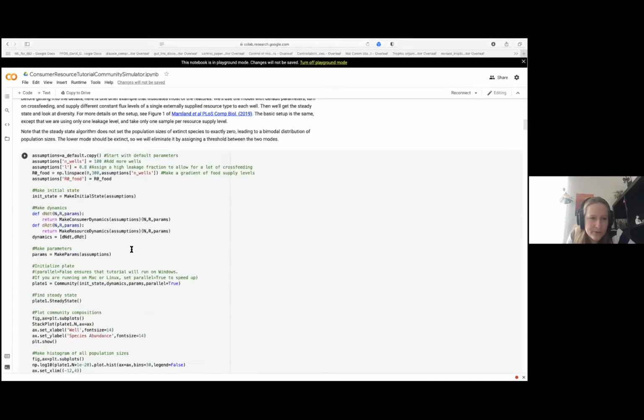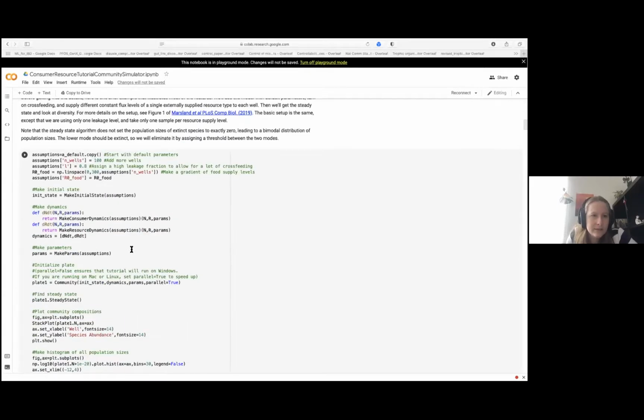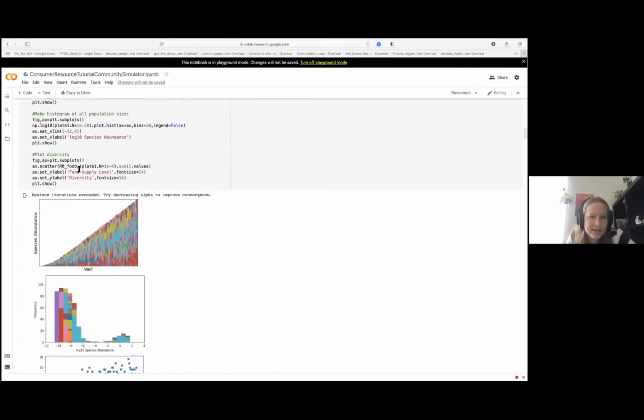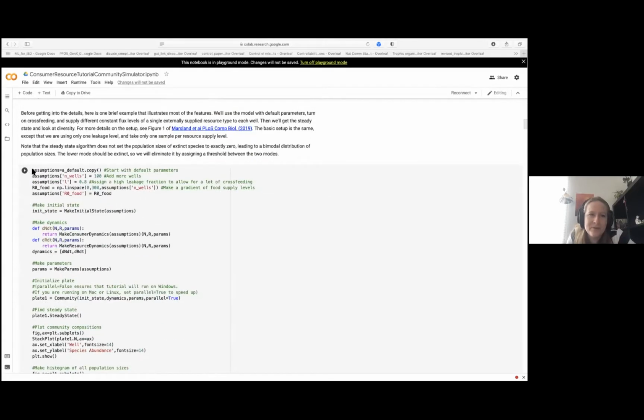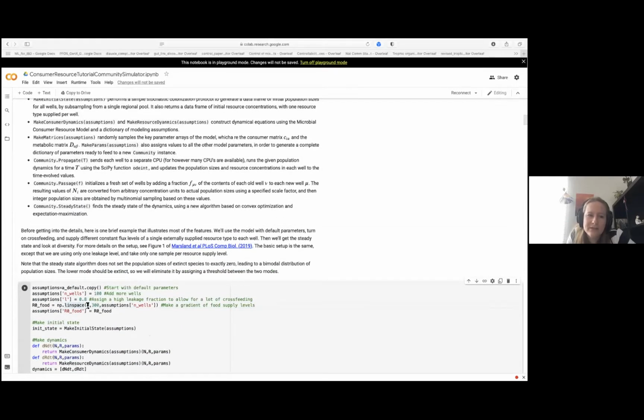So for the first thing, let's basically, okay, fine. This is their example. For now, let's ignore that they have some default assumptions that they put for the MacArthur consumer resource model. Basically, what they had to specify is how many wells you have and what is the leakage to byproducts. Then you can actually specify for each well what is your resource gradient.